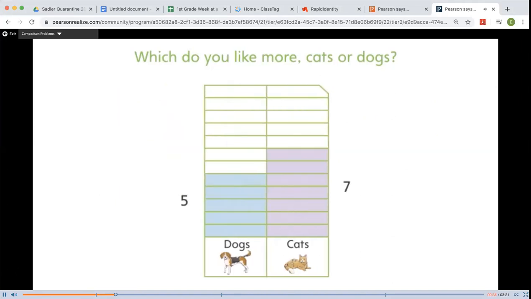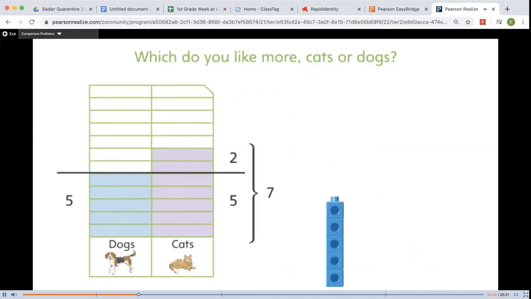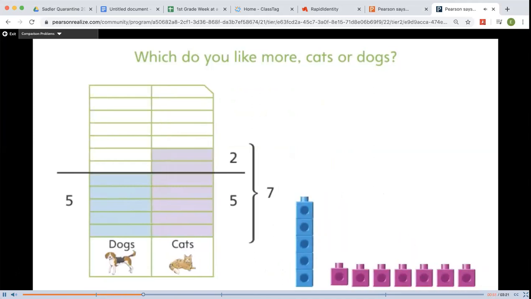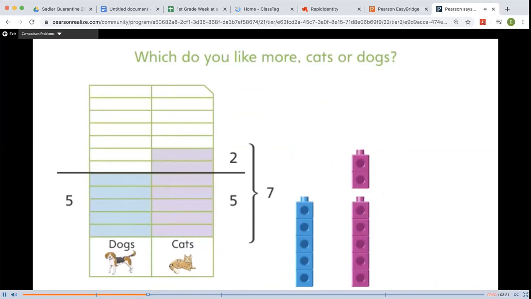More of my classmates like cats. I can see from my chart that 2 more people like cats. I can also use cubes to figure this out. I made a tower of 5 cubes for dogs and a tower of 7 cubes for cats. I took away cubes until they were the same height. I took away 2 cubes. 2 more people like cats. I can also say that 2 fewer people like dogs.